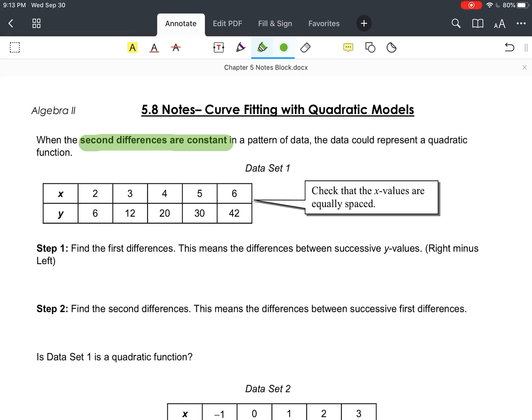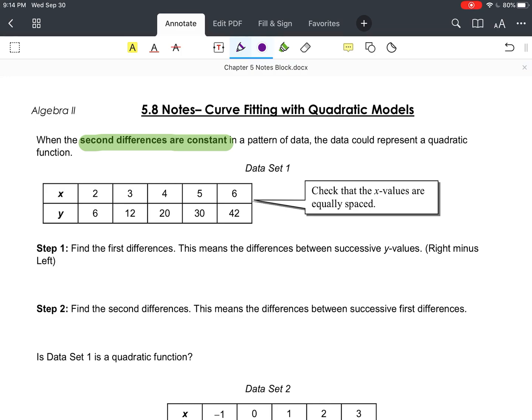In a quadratic, the second differences are going to be constant. In linear, your first differences, or when you subtract your y's, are constant given that your x's are evenly spaced. Given that our x's are evenly spaced in a quadratic, our second differences are going to be constant, or the same. So we'll see what that looks like here.